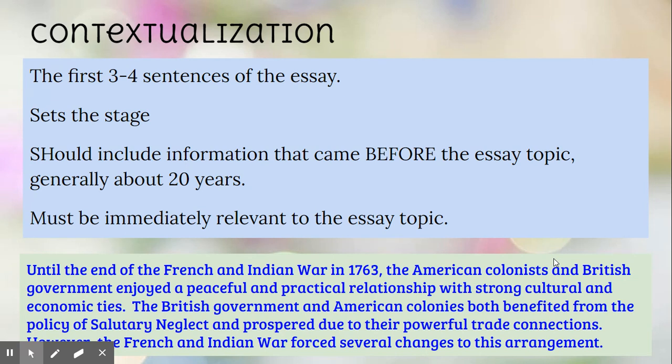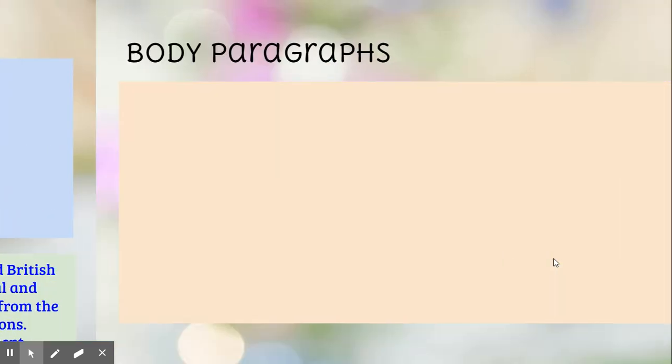So notice this sets up what was going on before that relationship changed. This is how it was before it changed, but it directly relates to it. I don't get super vague, just saying, okay, there were colonies and stuff happened. We want to avoid those kinds of things, okay? All right, so you have contextualization and you have a thesis. All that happens in your introductory paragraph, okay? And I'll talk about the rubric last, but the way this is set up point-wise, 2 of the points come from just that right there. So if you do those things well, you're well on your way to a good score.